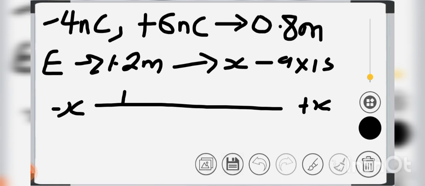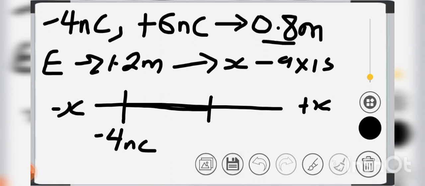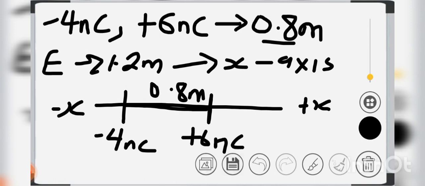So I can just put my origin here. That's where x and y will meet. The next thing I will do now, I'll put my minus 4 nanocoulomb here at the origin. Then you can just use your eye gauge to measure 0.8. This one now is 0.8 meters. Then you put your plus 6 nanocoulomb there. Then you measure 1.2 from this origin. 1.2 is more than 0.8, so it will be somewhere here.